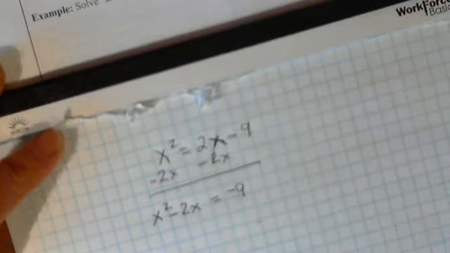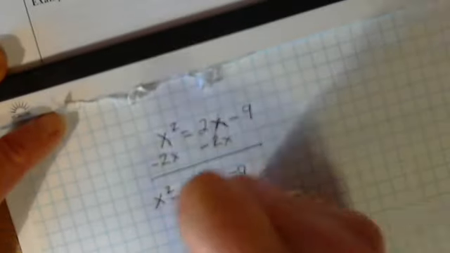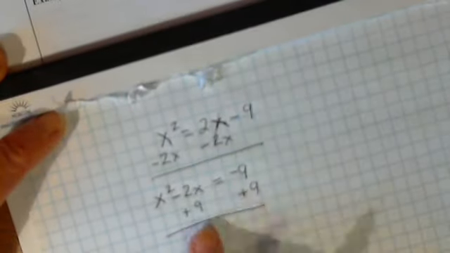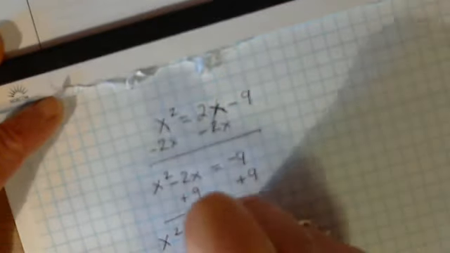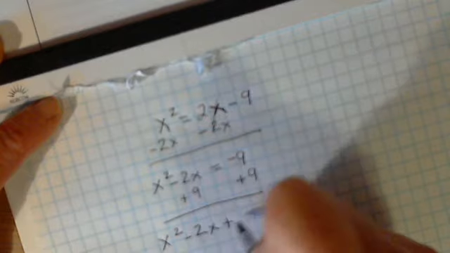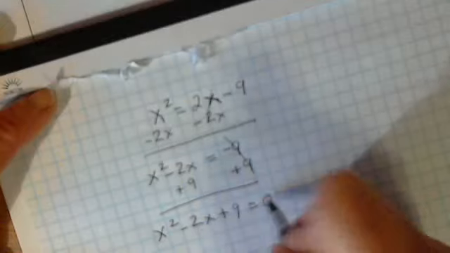Now I'm not quite there yet. I've got to get the minus 9 over there also. So how do I undo minus 9? I do plus 9. And again, 9 is not a like term with either 2x or x squared. So when I rewrite this, I just write x squared minus 2x plus 9. What's left over here? 0.